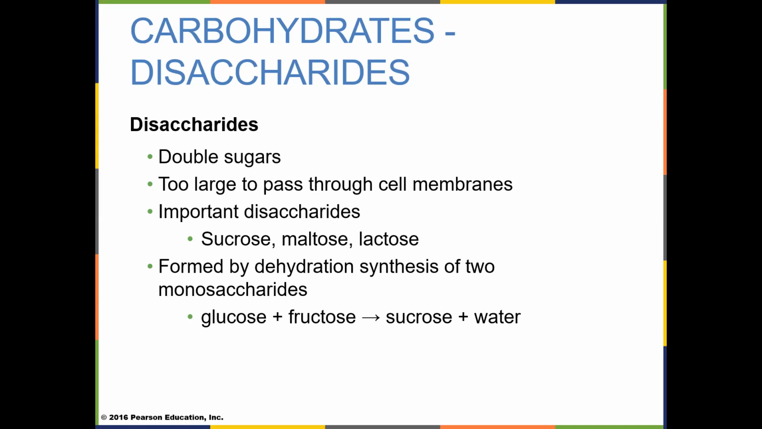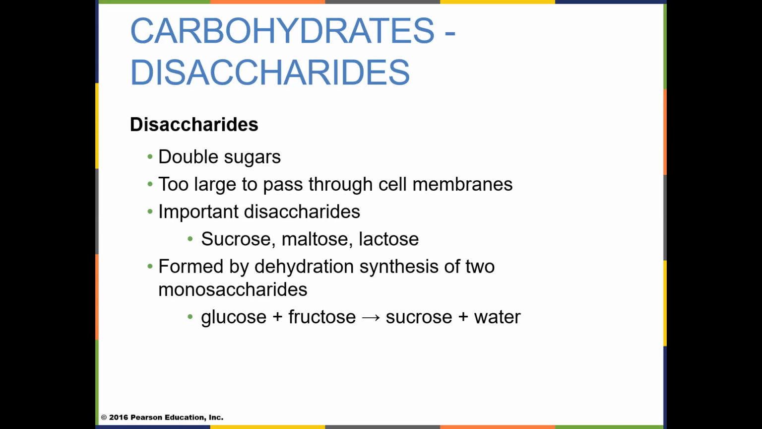Sucrose can't get in a cell membrane. Sucrose is too big to fit through any of these proteins, these channels, these passageways that the cell may build. So we have to break it down to glucose. Sucrose, maltose, lactose are all double sugars. They're all two simple sugars linked together.